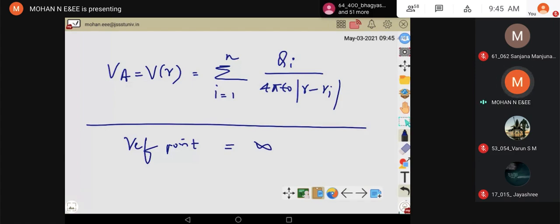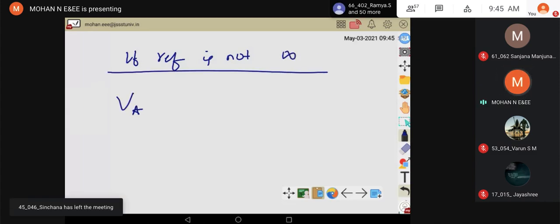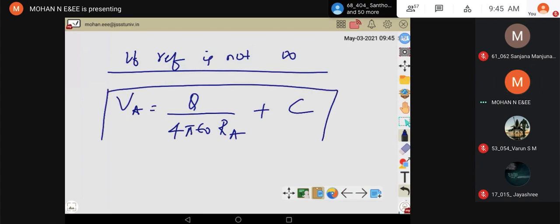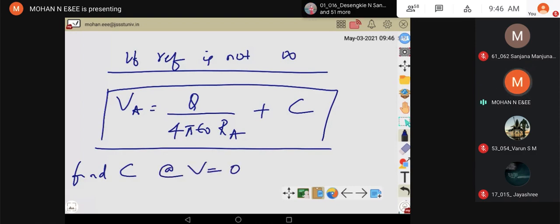And if the reference is not infinity, what do you have to do? Very simple. You just have to use the same relationship, so it is RA, and you have to use the one constant. That constant has to be determined at the chosen reference point where V is equal to 0. You have to find C at V is equal to 0.